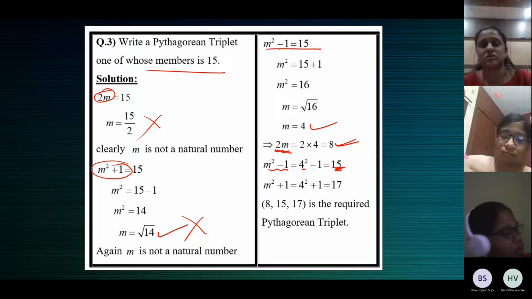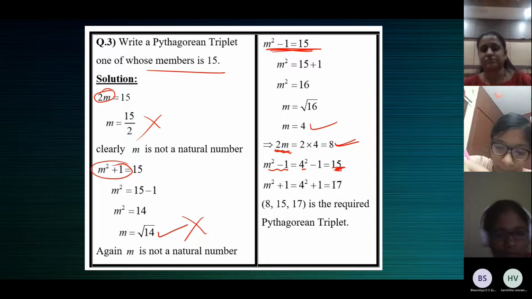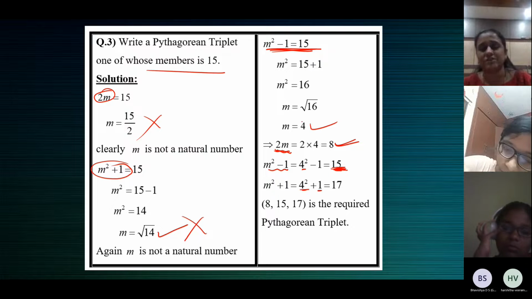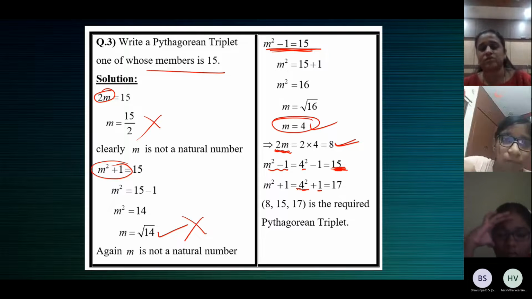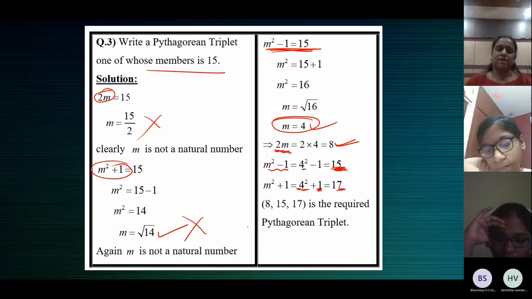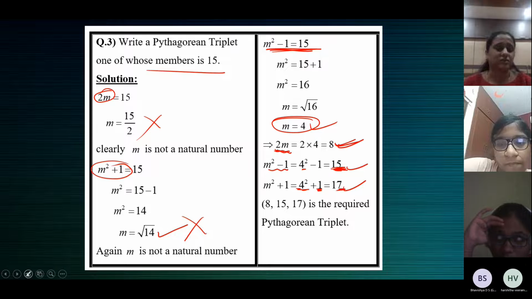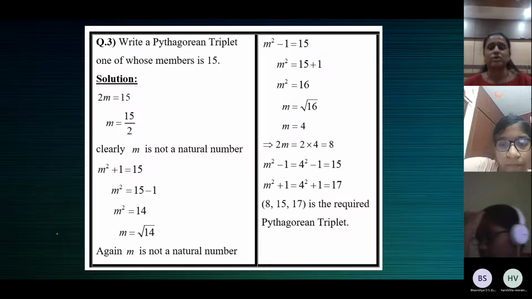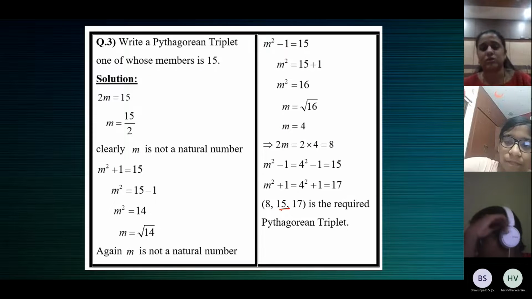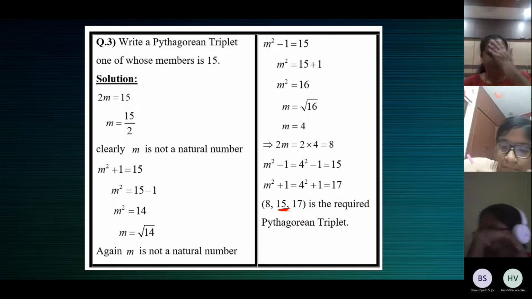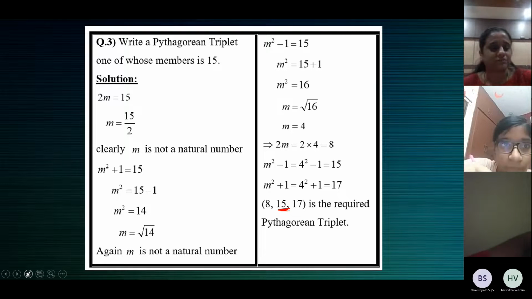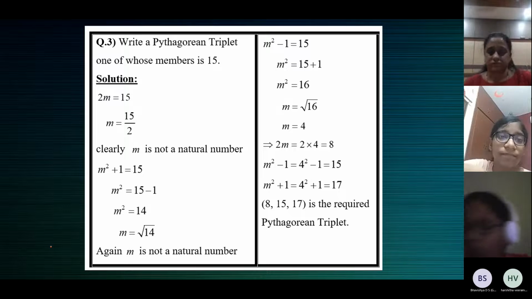That's what is here also. m square minus 1 is equal to 15. Then m square plus 1: 4 square plus 1, m is 4 children, so 4 square plus 1 is 17. So 8, 15 and 17 is the required Pythagorean triplet in which one of the three members is 15. Is it clear, children? Yes, ma'am.